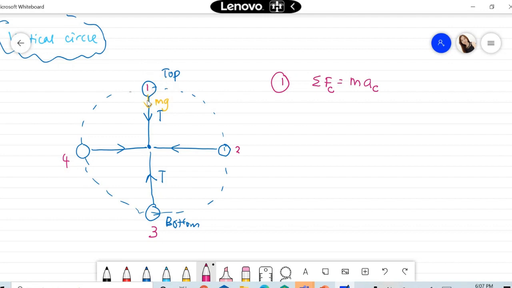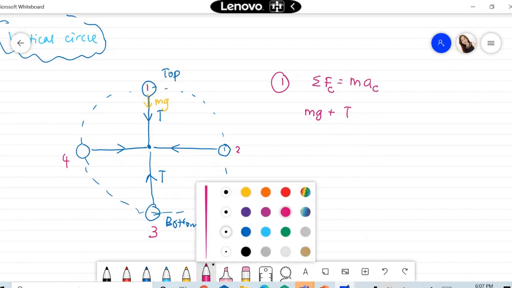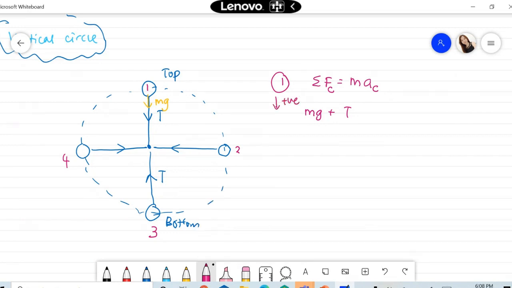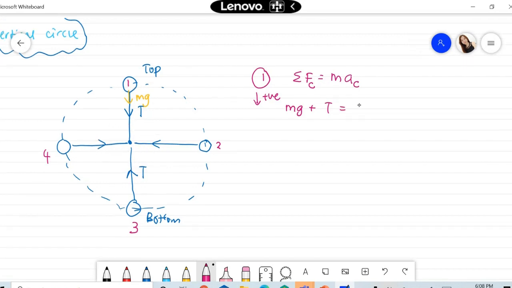So at position 1, summation of force is actually equal to mg plus T. Centripetal force is mg plus T, the net force, and it's always toward the center. So at position number 1, I took pointed downward as positive, because pointed downward is towards the center. So I always follow the direction of the centripetal acceleration, and you will get it as MAC, which is mv squared over r. R will be the radius of the circle.